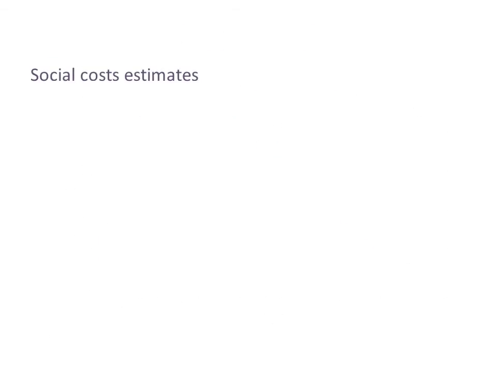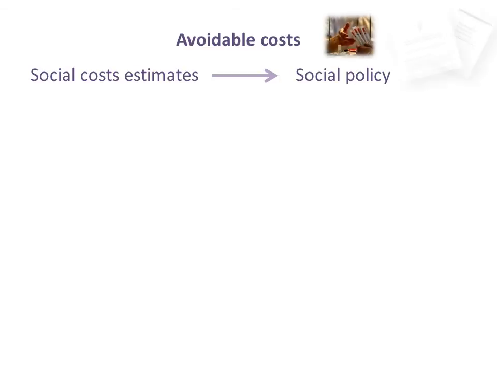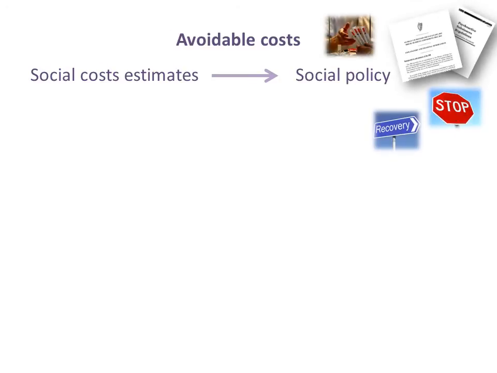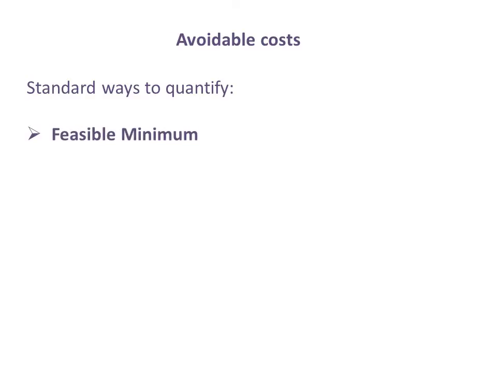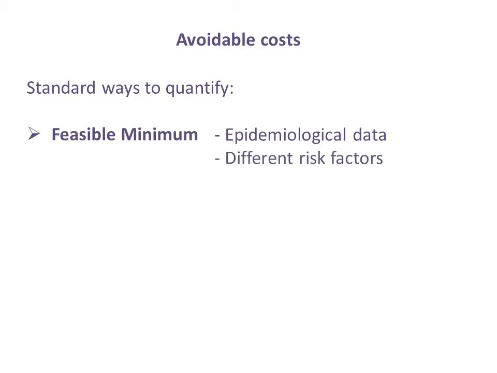For social cost estimates to be truly useful to those who shape and design social policy, it is necessary to know what part of the costs can be potentially avoided through appropriate social policy initiatives and behavioural changes of the population of illegal drug users or potential illegal drug users. The standard ways to quantify these avoidable costs are the estimation of the feasible minimum, in which researchers use epidemiological data to explore how social costs of drug use could be reduced under circumstances of different risk factors.